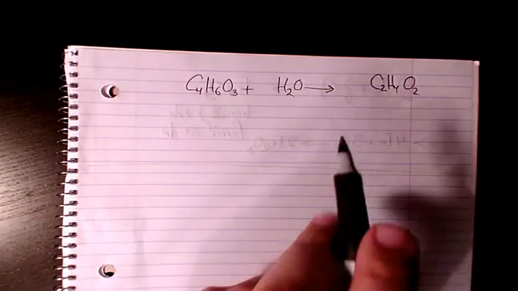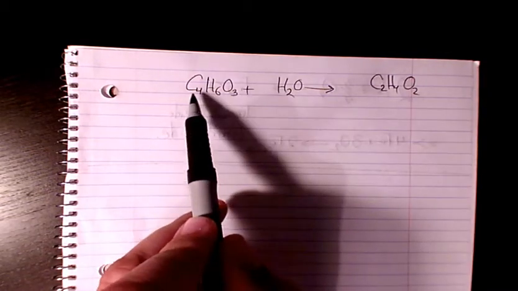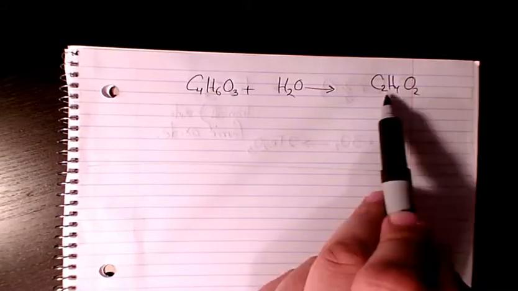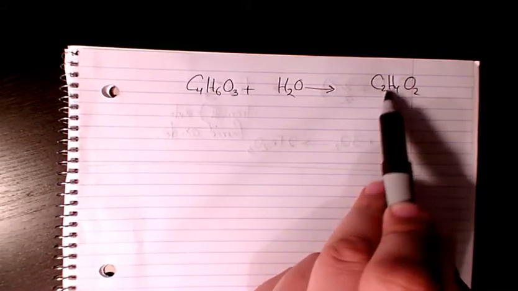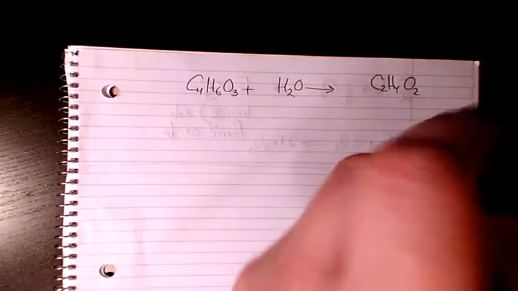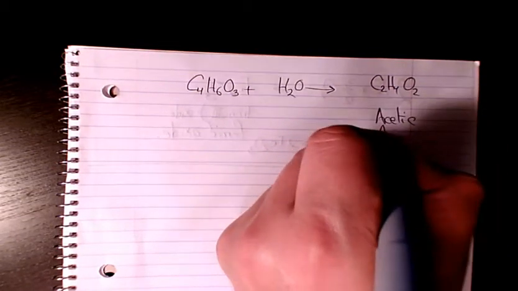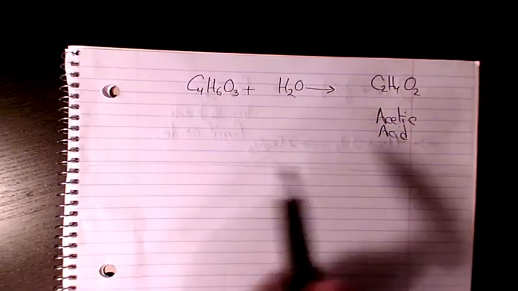In this video I want to balance this chemical equation. We have C4H6O3 plus H2O gives C2H4O2. C2H4O2 is acetic acid. So how do we balance it?